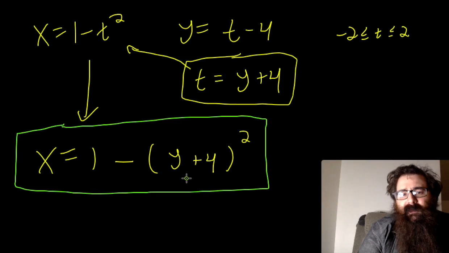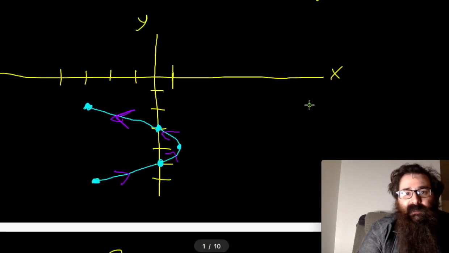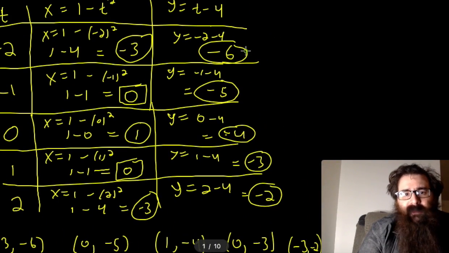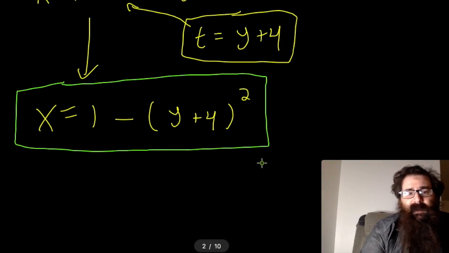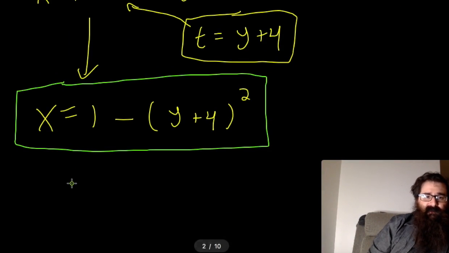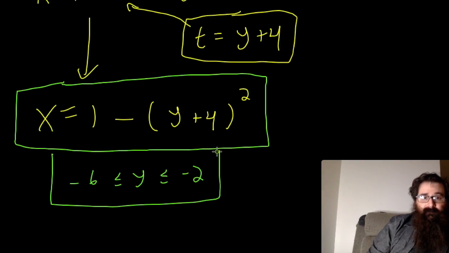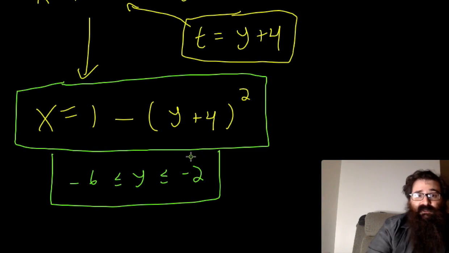So I should be thinking about y as my input, and I should be placing some restriction on y. And if it helps, we can actually look at the table. We saw that y is moving in a very linear fashion between -6 and -2. And that's in fact the restriction I want to give, that y should be between -6 and -2. Because it's not going to be all of this Cartesian curve, it's just a piece of it, right?